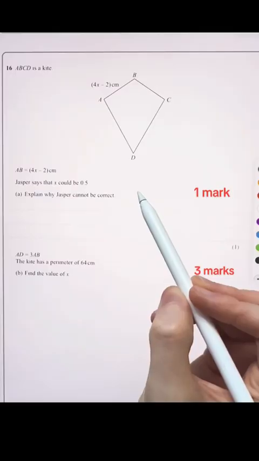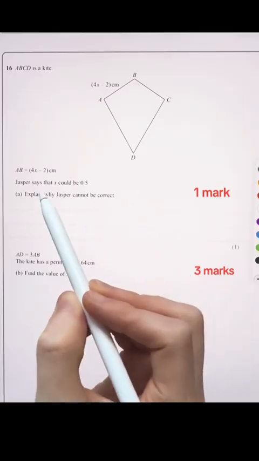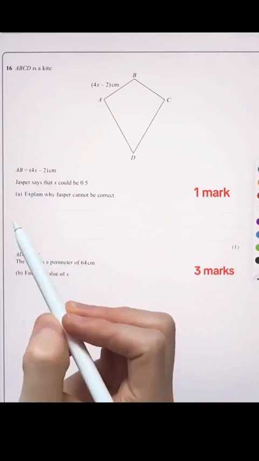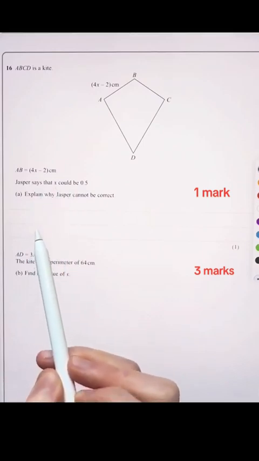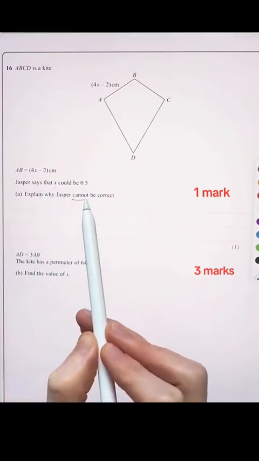Question 16. ABCD is a kite. We're told the length AB is 4x minus 2 centimeters. Jasper says that x could be 0.5. Explain why Jasper cannot be correct.